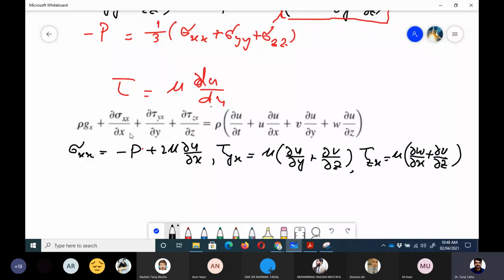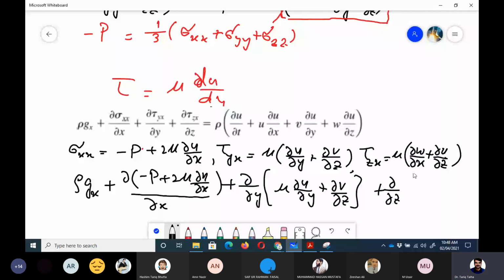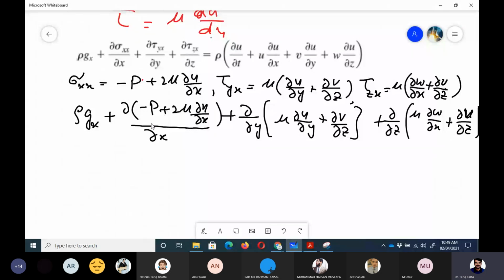Okay. So now if we only consider the left hand side of the equation, I am going to rewrite it as rho Dx. Now I am going to put these values here. Rho gx plus minus p plus 2 mu into partial u by partial x. Instead of sigma xx, I have put this value, divided by partial x, plus partial by partial y into mu into partial u by partial y plus partial v by partial x, plus partial by partial z into mu into partial w by partial x plus partial u by partial z.